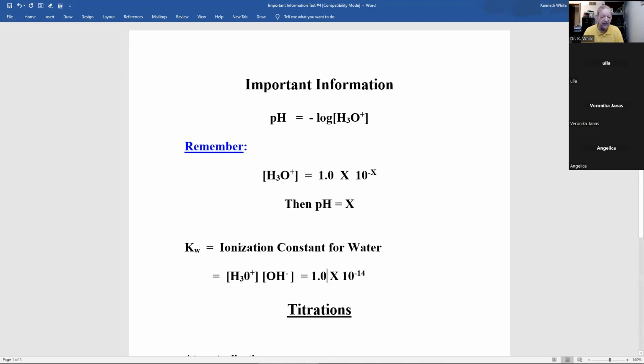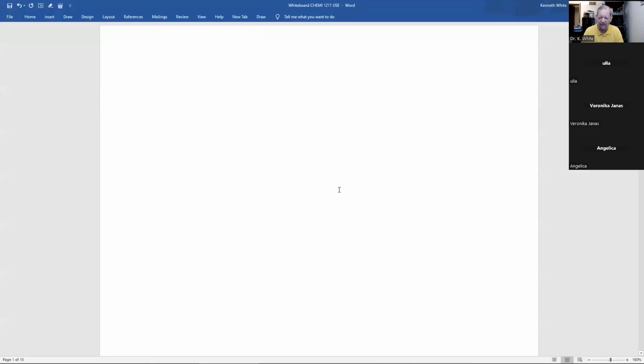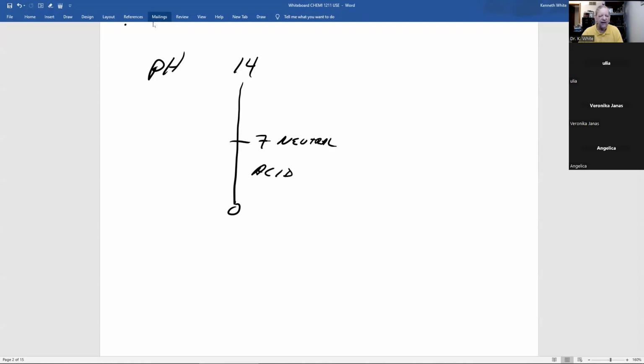Now, one thing, it's probably one of the most important things you will learn this semester, which you should memorize, I will not put it in important information, is the pH scale. And at 7 pH, you have a neutral solution. Anything below 7 is acidic. Anything above 7 is basic.